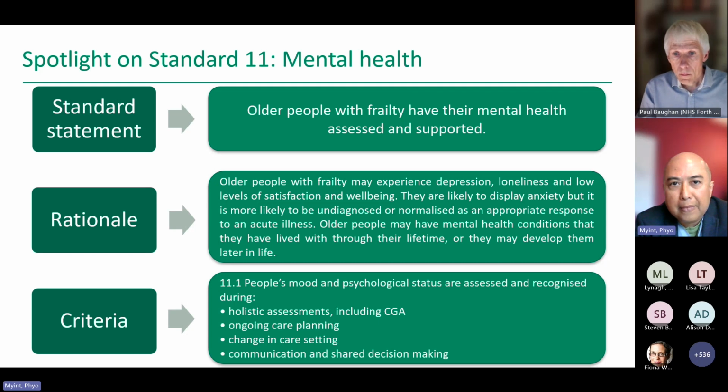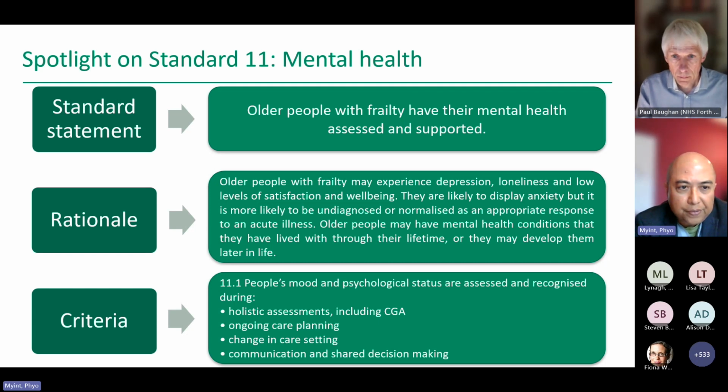The key thing here is the recognition that older people may have mental health conditions which they have lived with for their lifetime, or they may develop them later in life, or indeed even during acute illness episodes. We also know that depression is common, and loneliness is particularly common in frail older people. There is also an anxiety element. They may display anxiety, but that may be undiagnosed or normalized as an appropriate response to acute illness. That's why we have identified mental health as a separate standard, so that there are specific criteria to deal with frail older people with mental health conditions, which are either acute or enduring.